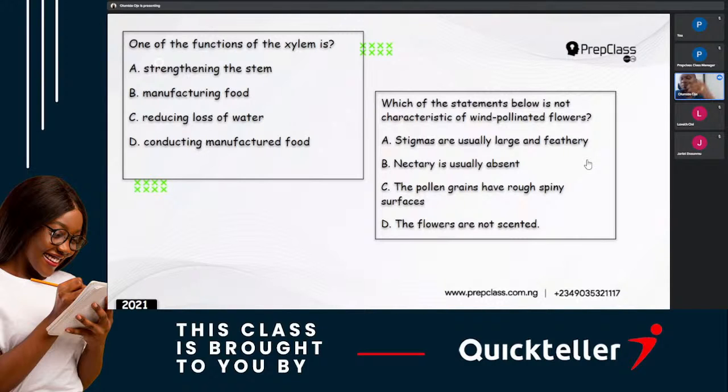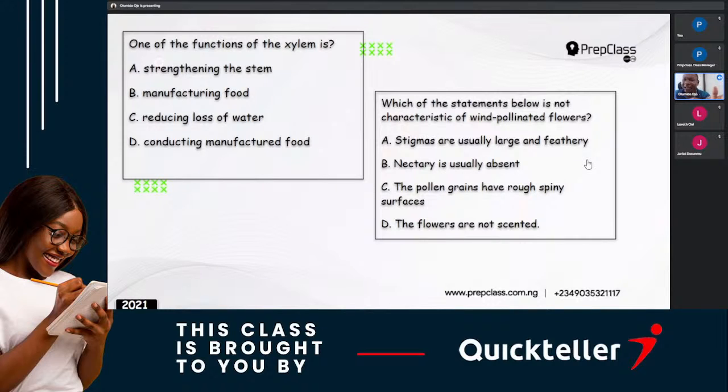Then C, the pollen grain have a rough spiny surface. Now, for a wind pollinated flower, the surface must be smooth. Why? So that it can be easily carried by the wind. But if it is insect pollinated, then the surface can be rough, because that rough surface is the one that will glue to the insect body. So for the wind pollinated flower, the surface must be smooth. And this one says the pollen grain have a rough spiny surface.